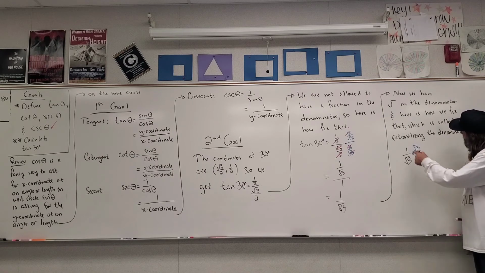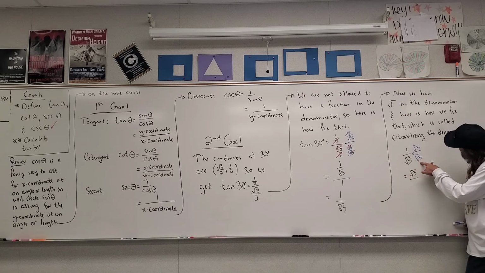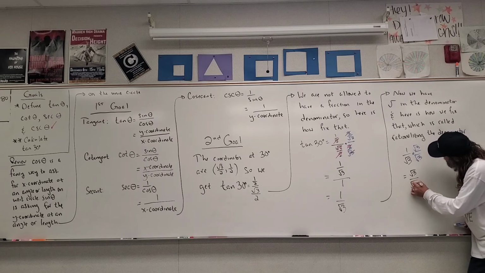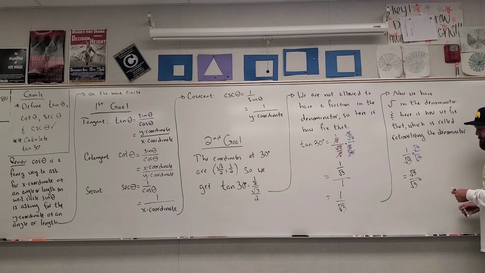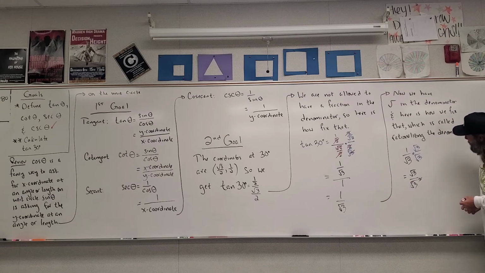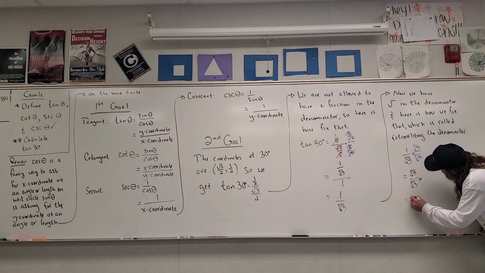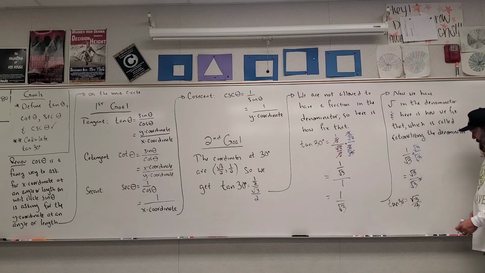Now 1 times square root of 3 is going to be equal to just the square root of 3. And square root of 3 times square root of 3 becomes square root of 3 squared. Now remember that squares and square roots cancel each other out. So what we're going to have here is the square root of 3 divided by 3, and that's what tangent of 30 degrees is equal to.